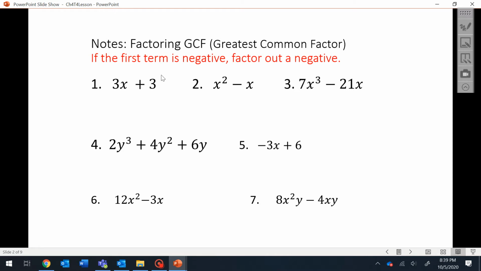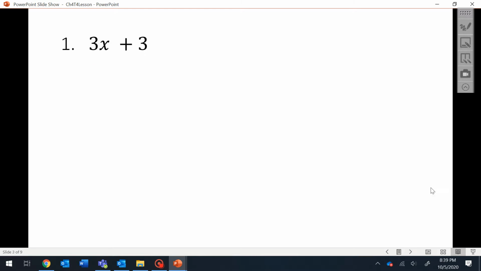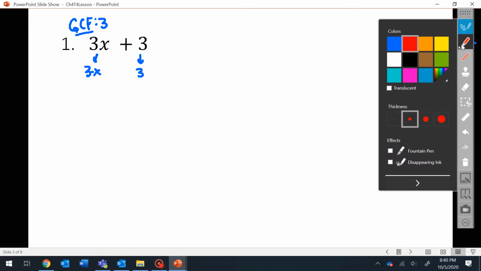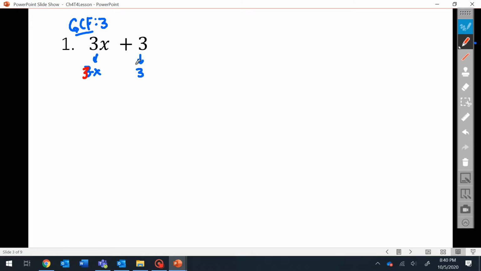Now, the only thing you need to keep in mind is if the first term is negative, you need to factor out a negative. So let's start with an easy one, 3x plus 3. So the first step here is to identify the GCF of the two terms. The GCF of 3x and 3 is going to be 3, because 3 doesn't break down. This is just 3 times x. And this doesn't break down. This is just 3. So what they have in common is 3. They both have a 3 in common.